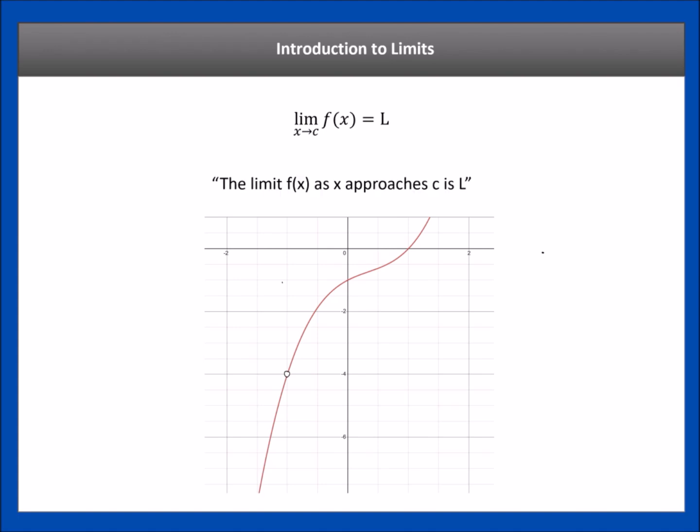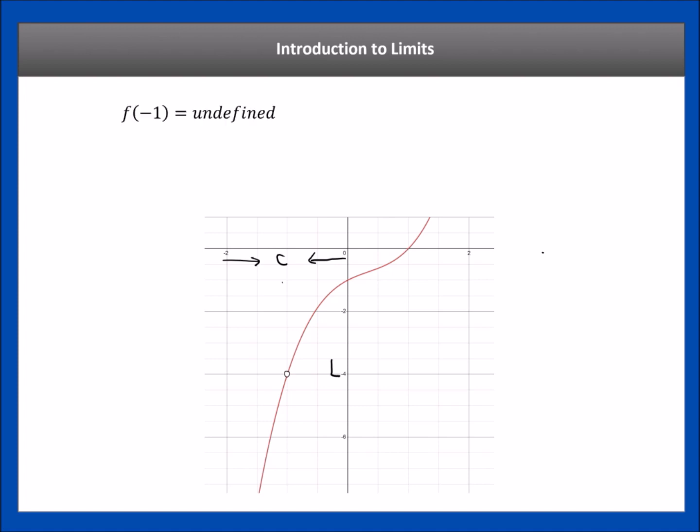So the limit of f of x as x approaches c, where c is some value on the number line on the x-axis that we're trying to approach. And then that gives us the value L on the y-axis, the actual value of the function. But this value can be non-existent on the actual function, but this is just a limit that it approaches. So as we mentioned earlier in the previous graph, f of -1 was undefined, but the limit was defined. Well, the limit had a value.